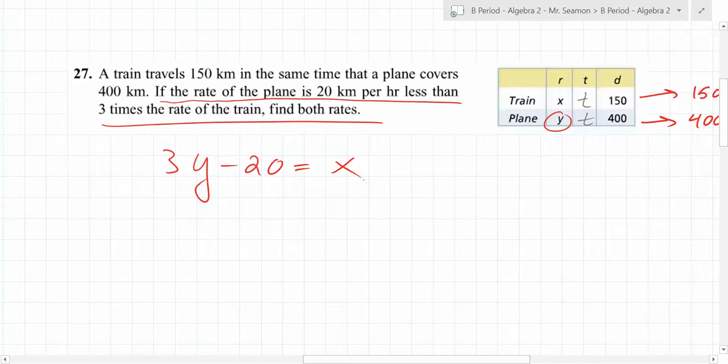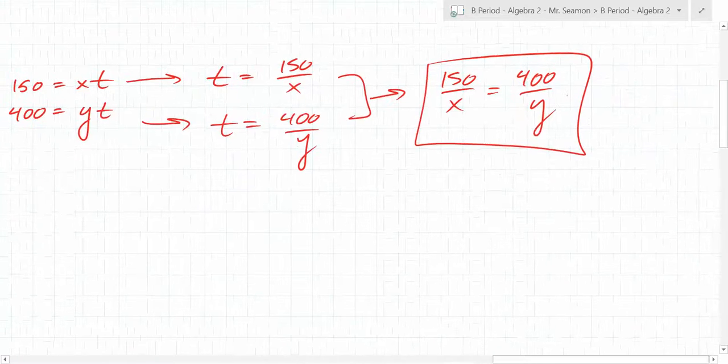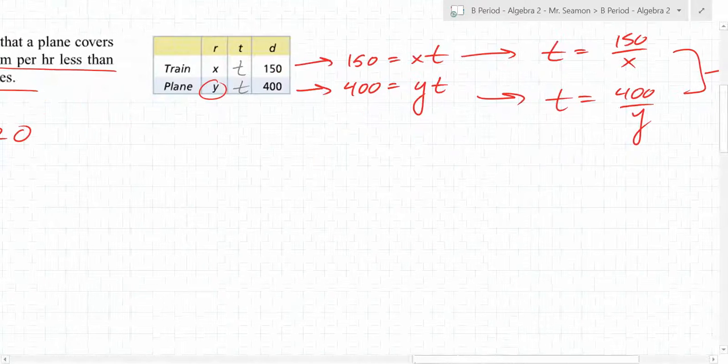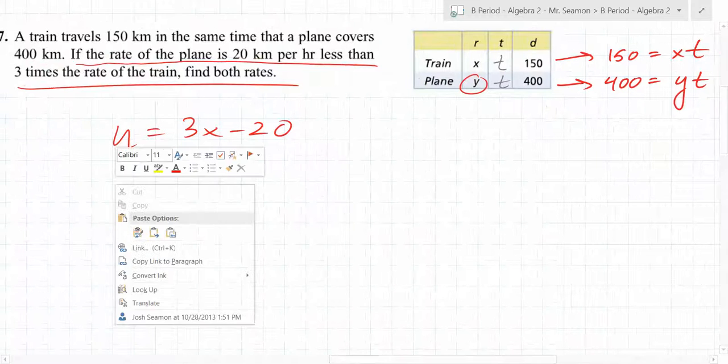The rate of the plane is 20 kilometers per hour less than 3 times the rate of the train. Oh, so y is going to be equal to y equals 3x minus 20. Correct. Sorry. No, don't apologize. Just be careful. You were absolutely right. So we have one relationship, and then we have a second relationship. What method would you like to use on this?